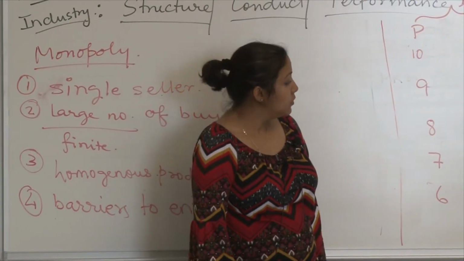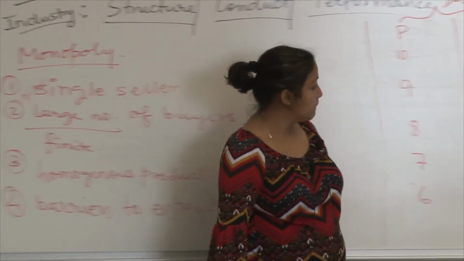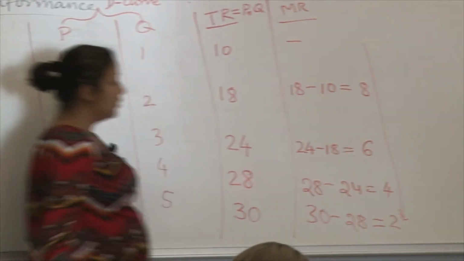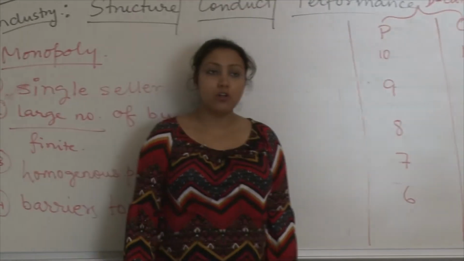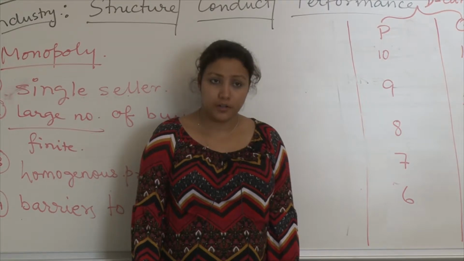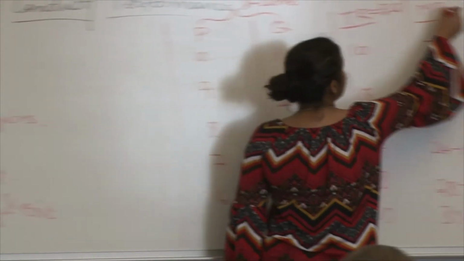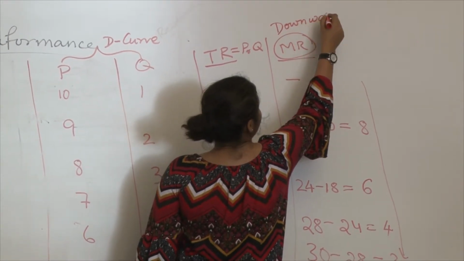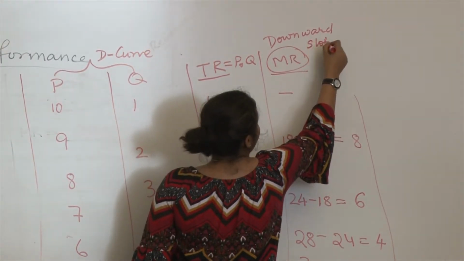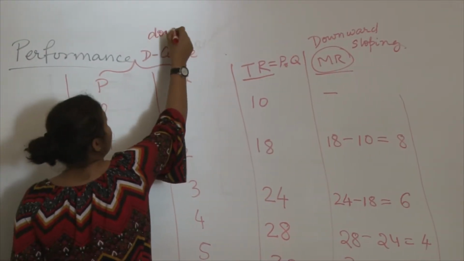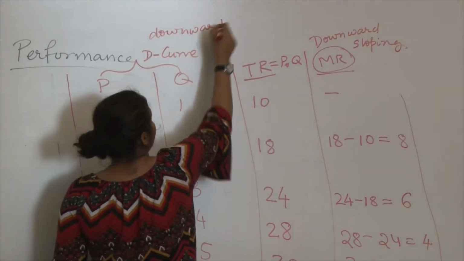Oh, 18 minus 10 should be 8. Sorry. The marginal revenue is also going down. So the law of diminishing marginal revenue also holds here, correct? So if I had to plot this marginal revenue curve, this will also be downward sloping. Do you agree? And this demand curve, like Brad said, will also be downward sloping.